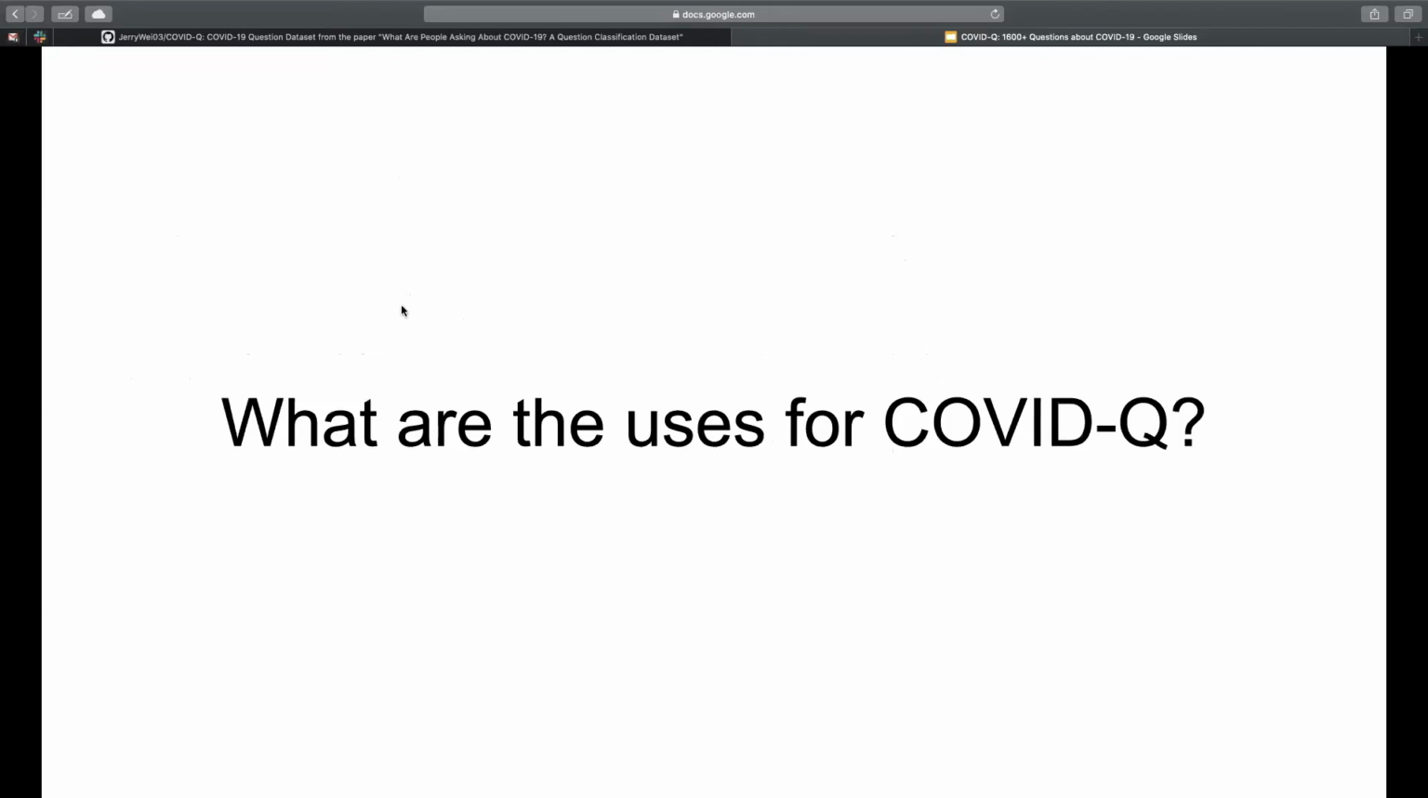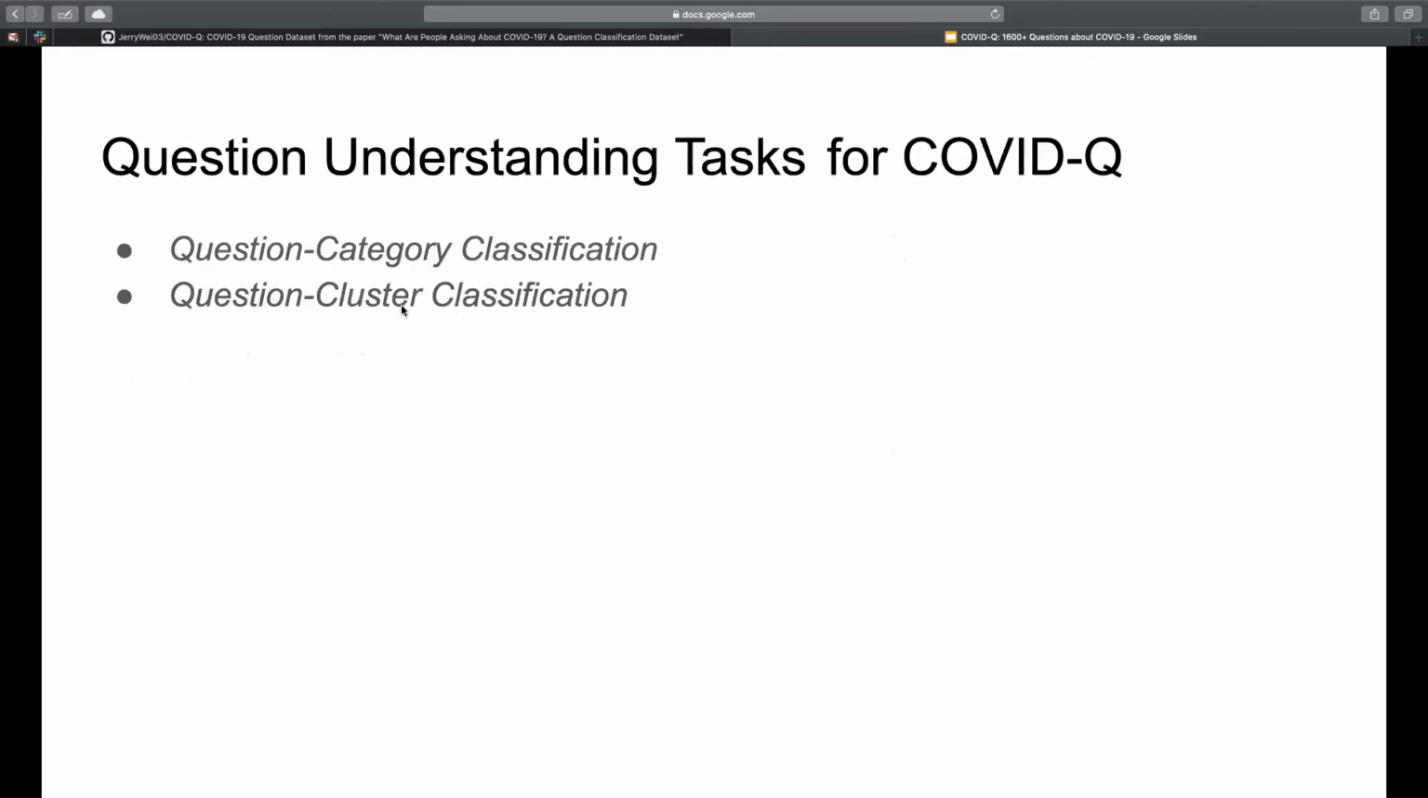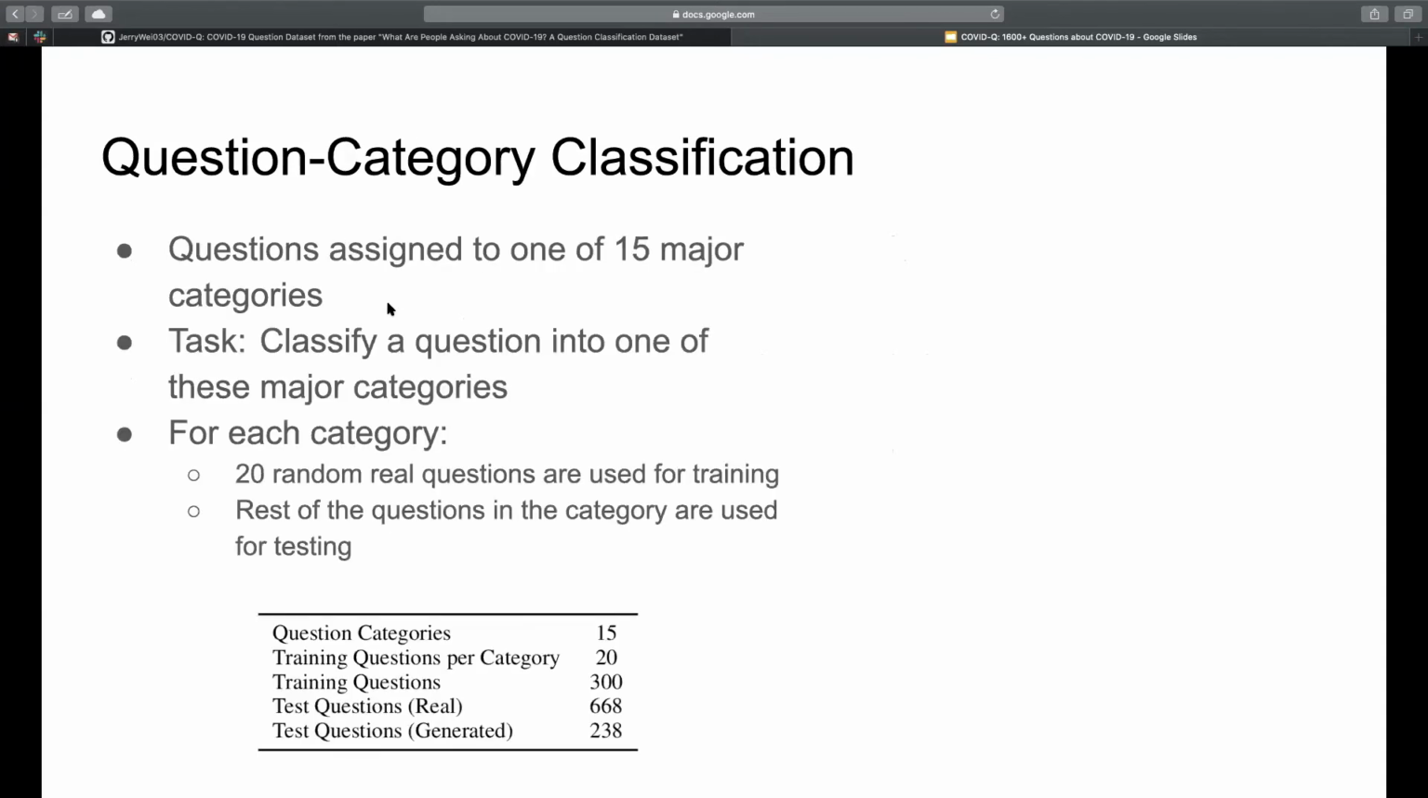Now let's move on to the uses for our data set. So I'm going to talk about some of the tasks that COVID can be used for. And we have 2 primary question understanding tasks that we've annotated. And first is the question category classification task, and also the question cluster classification task. In the question category classification task, questions are assigned to one of 15 major categories. Note that we don't count the other class. The task is to, given a question, classify it into one of these major categories.